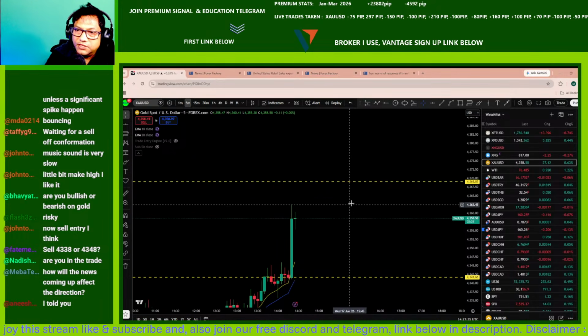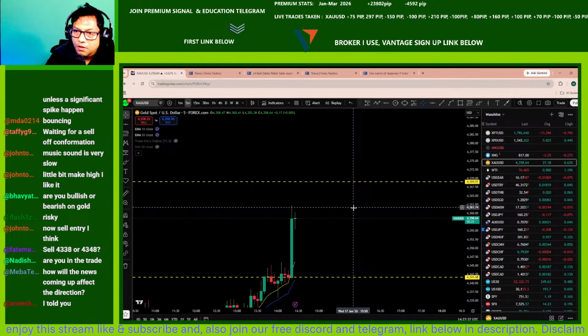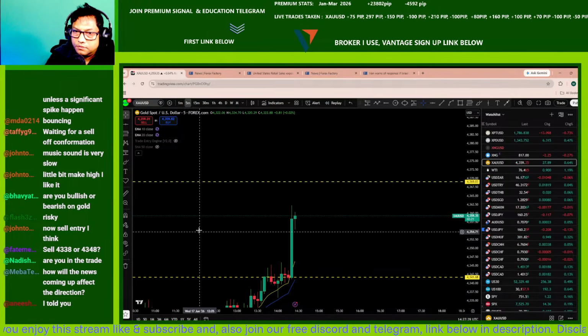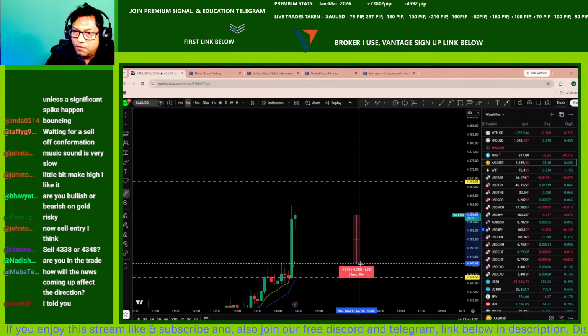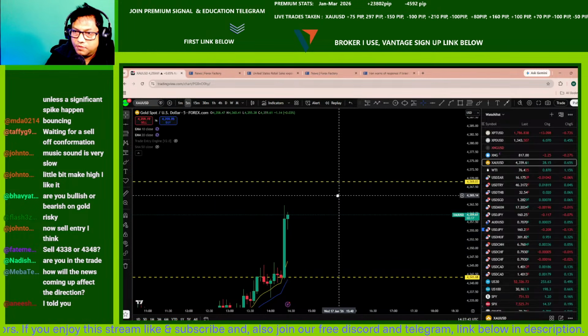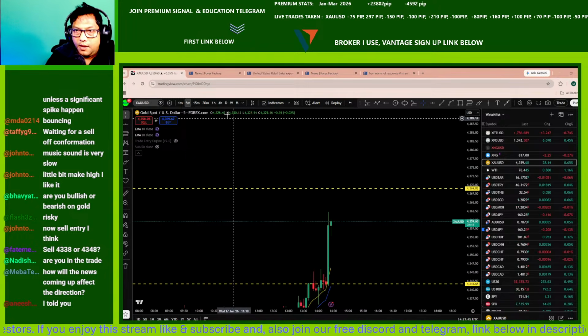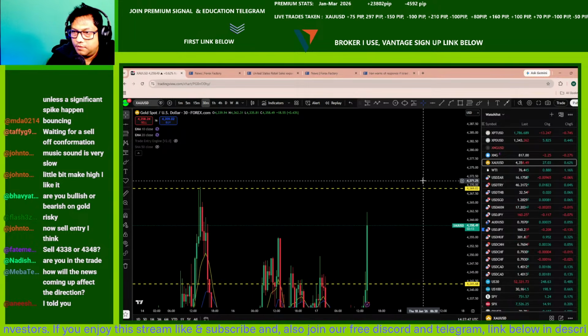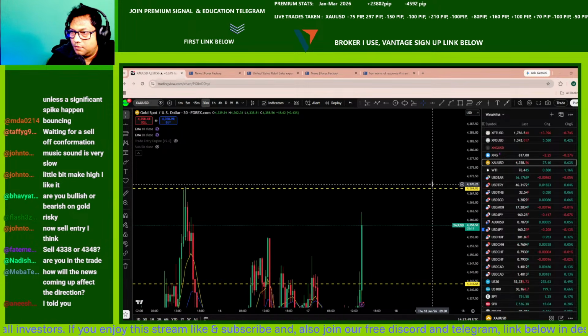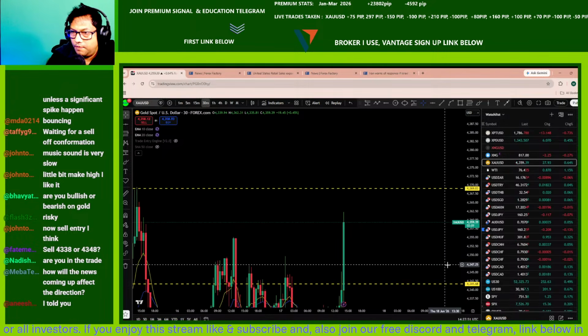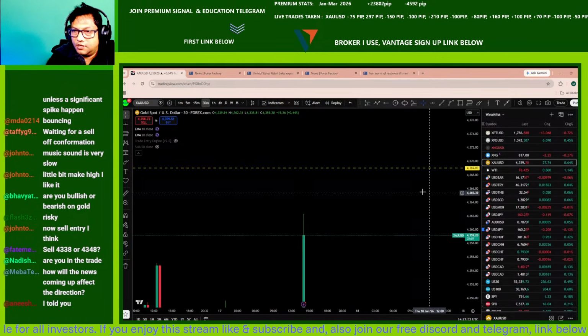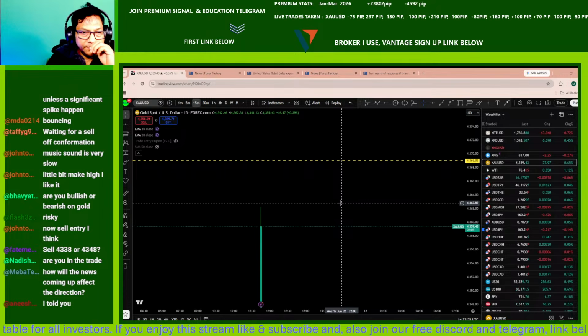So this 5 minutes candle, we might see further breakout, but you see that there is a 30 minutes candle also closing.